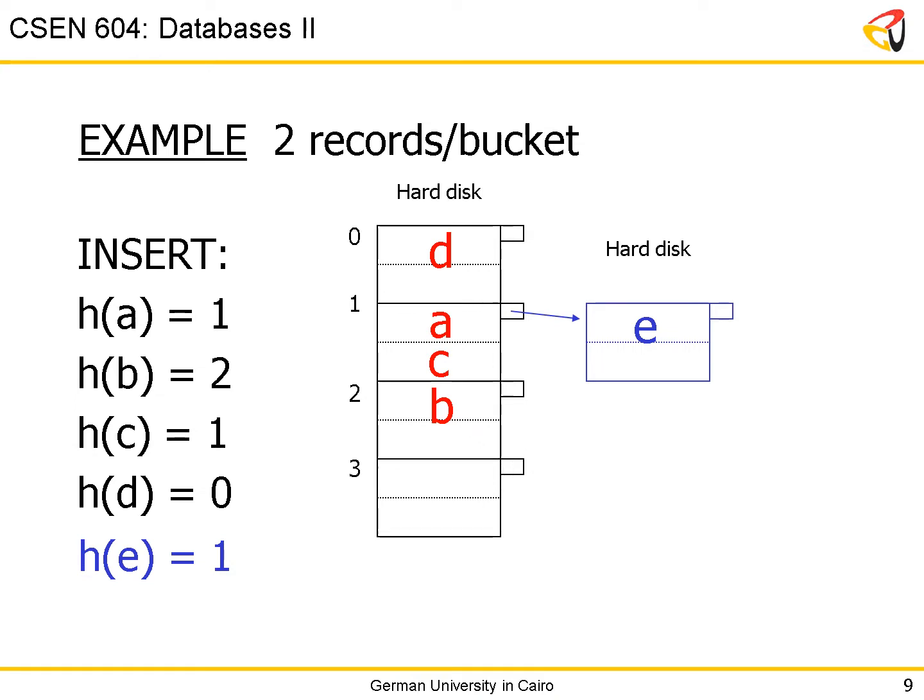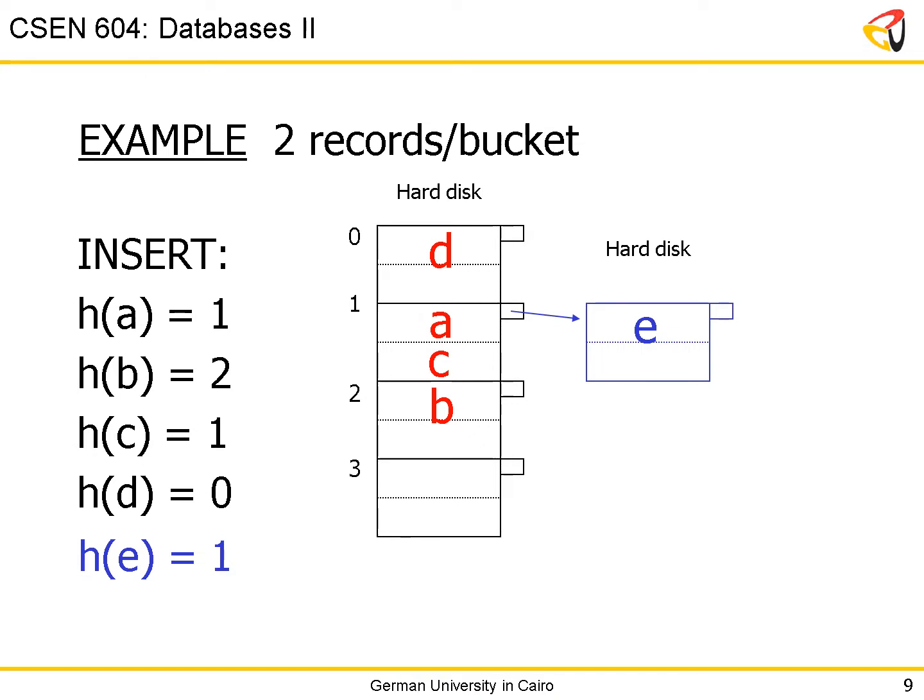Now, I will go to page number 1 and I will load it, and I will look inside it linearly. It's a linear scanning. It's going to be A, then a C. It's not an E, but I have to remember that I could have overflow pages here, so I will follow the pointer to this overflow page loaded from disk to find the E.